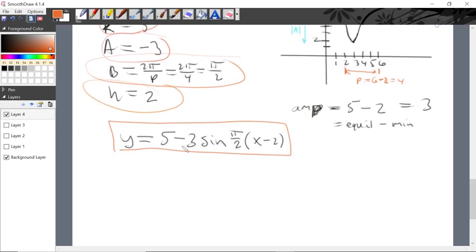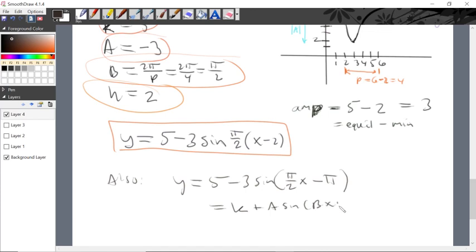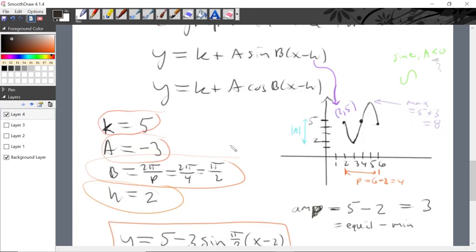Note that we could expand this by distributing the pi over 2. We could get 5 minus 3 times the sine of, and then this would be pi over 2 times x minus pi. That would be in the form k plus a times the sine of the quantity bx plus c, where then c, the phase, would equal negative pi. But this is the answer right here, in the form that we were asked to find.